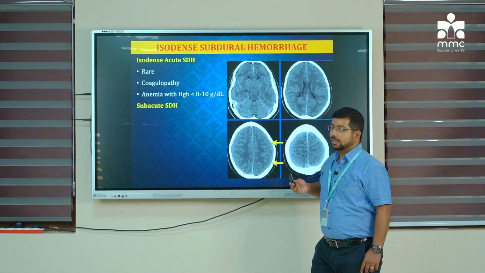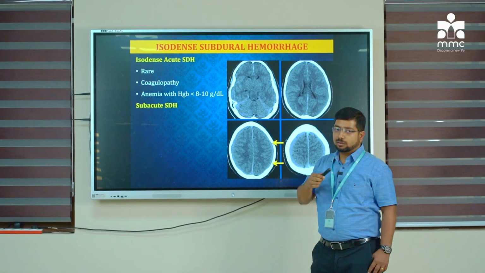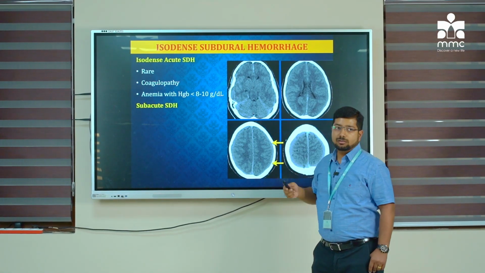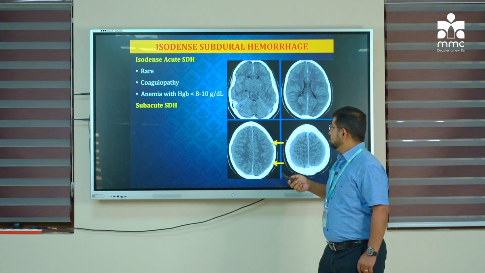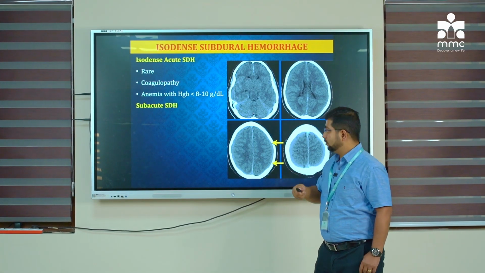So when the patient is having anemia, the density of blood will be less. Or if the patient is having coagulopathy, then the density of blood will be less. Blood will be thin. So in that case, SDH may not be seen easily. So that is called isodense.